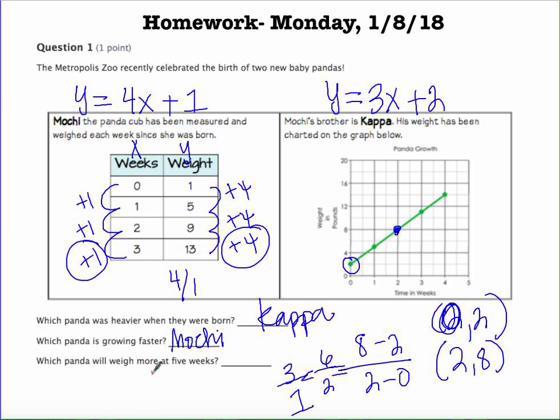And if I want to know the weight at 5 weeks, and x is the number of weeks, I would plug 5 into each of them where x is and solve. So 4 times 5 is 20 plus 1, so Mochi is going to be 21 pounds. 3 times 5 is 15 plus 2, so Kappa is going to be 17 pounds, so Mochi is going to weigh the most at 5 weeks.